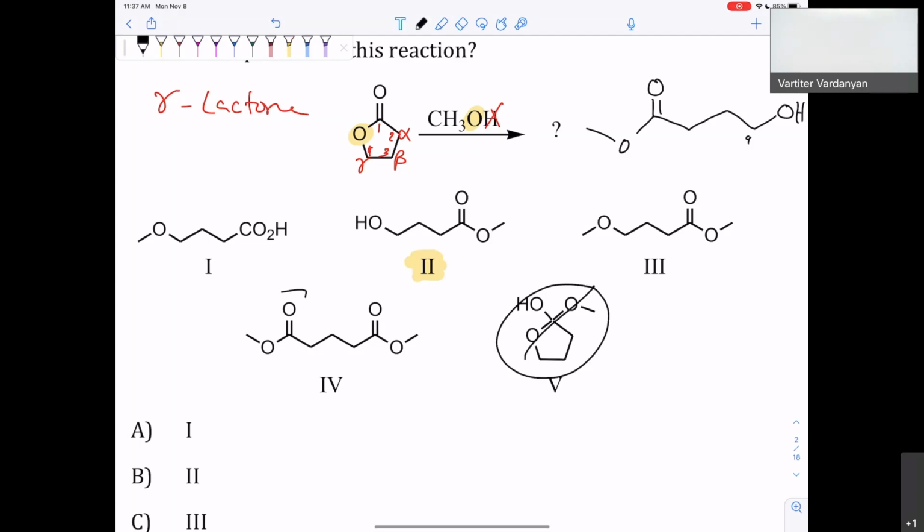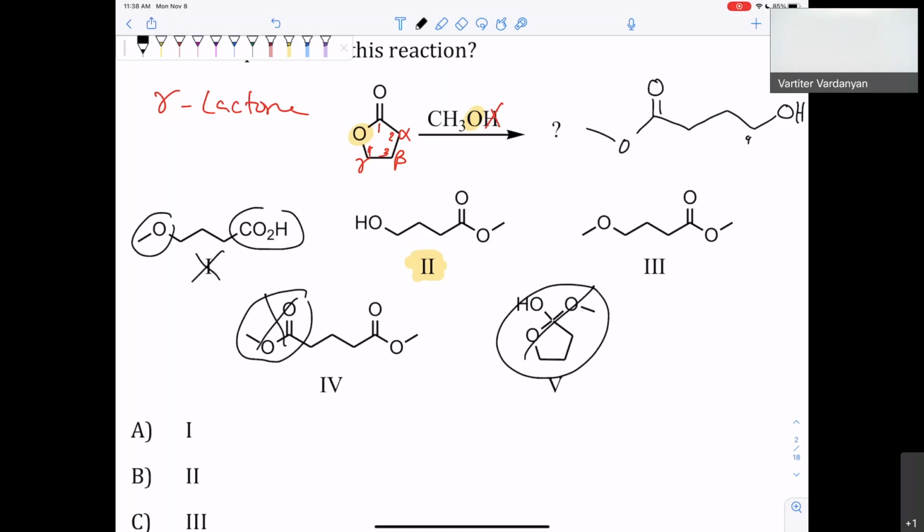I can also get rid of this guy because where the heck did I get another carbonyl from? Trash. And then I can get rid of this because why did I keep a carboxylic acid on one side and then add an ether on the other side, right? That makes no sense.